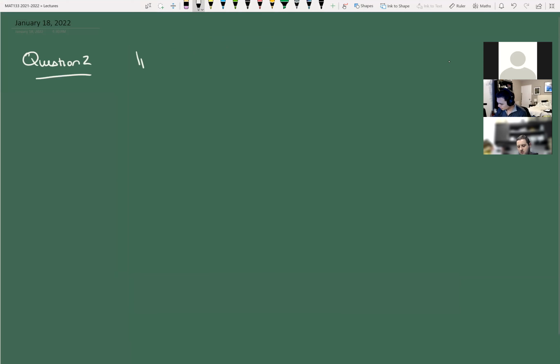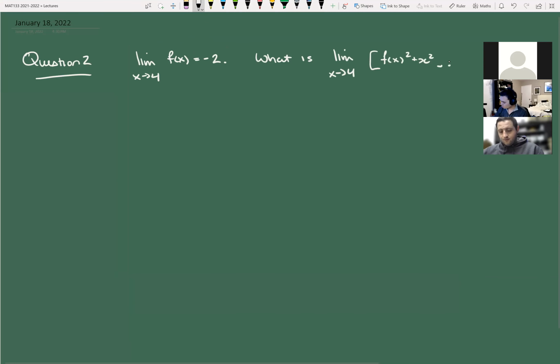We were told that the limit as x approaches 4 of f of x is equal to -2. What is the limit? Now, like I said, you might have gotten the right answer for the wrong reason. So let's be a little bit careful and make sure that we do this correctly. What we want to do is use the limit laws, and we can do that because we know that both of these limits exist separately, right?